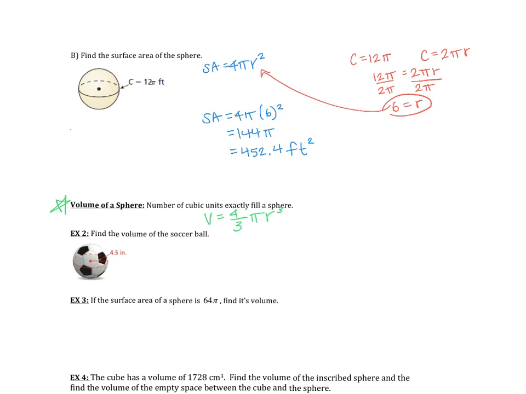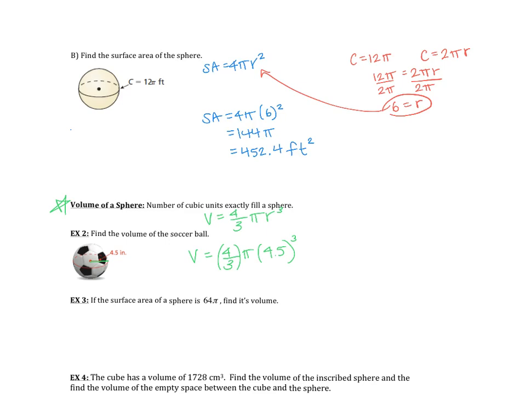So we're going to start off basic. We want to find the volume of the soccer ball. We know that the radius is 4.5. So we're going to just simply substitute. We have 4/3 times pi times 4.5 cubed. Now you can go ahead and put all of this in your calculator at once. Just make sure to input the 4/3 in parentheses as a fraction.